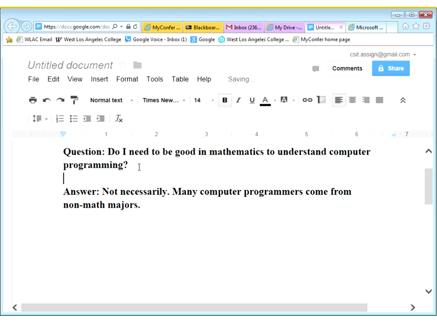So, a lot of people ask this question: do I need to be good at mathematics to understand computer programming? The answer is not necessarily. Many computer programmers come from non-math majors, and that's absolutely true. Two things have happened in computer science. One is that programming has actually become a lot easier.